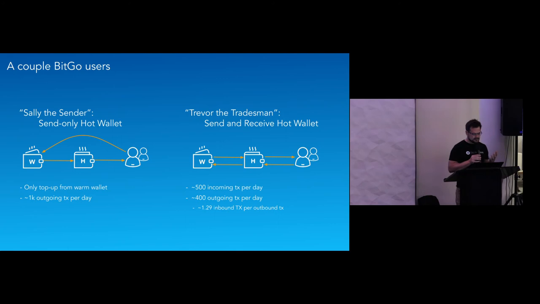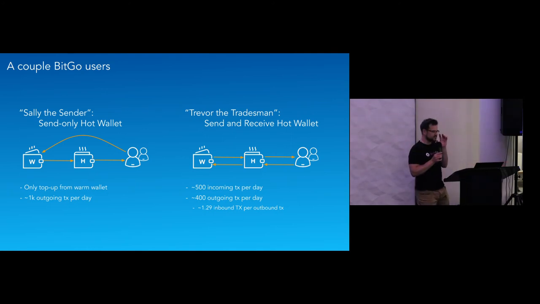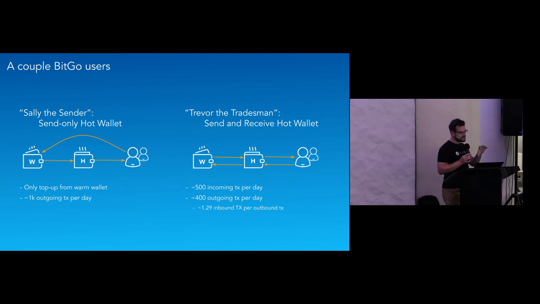So Sally Descender receives deposits into the warm wallet, and it only sends from the hot wallet. On the other side, Trevor the Tradesman uses a hot wallet that receives and sends, and then whenever they have too much funds in their hot wallet, they deposit into the warm wallet, and vice versa. When the hot wallet runs low, it gets topped up by the warm wallet.